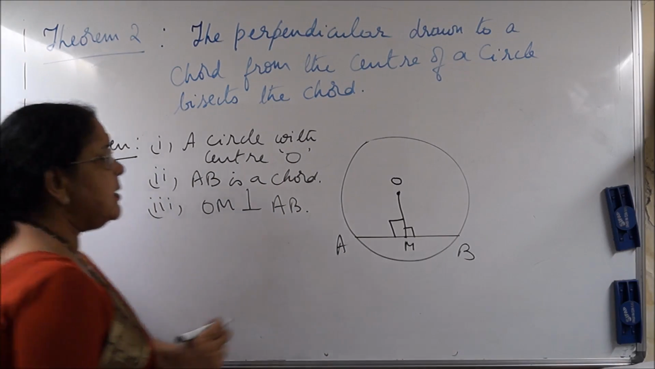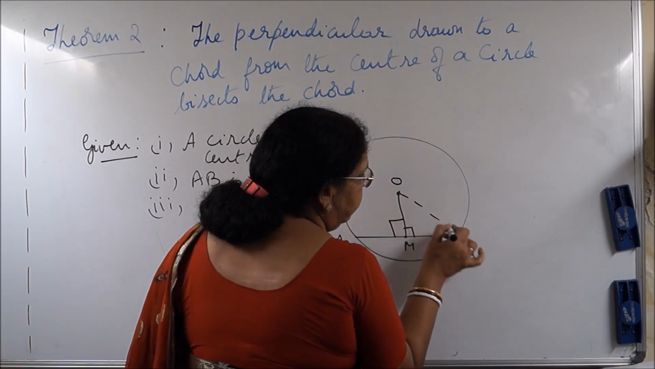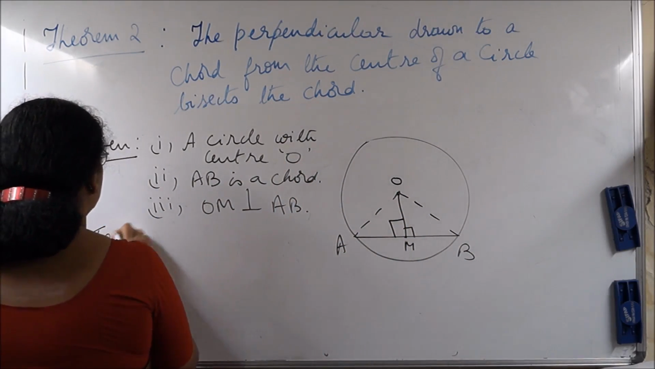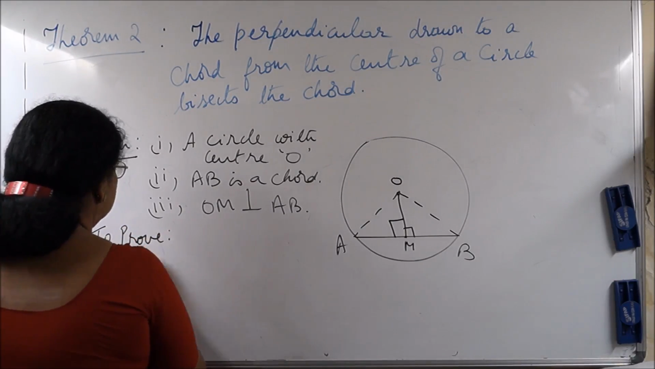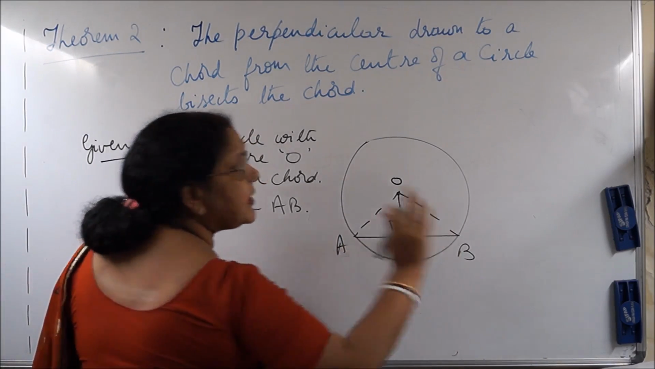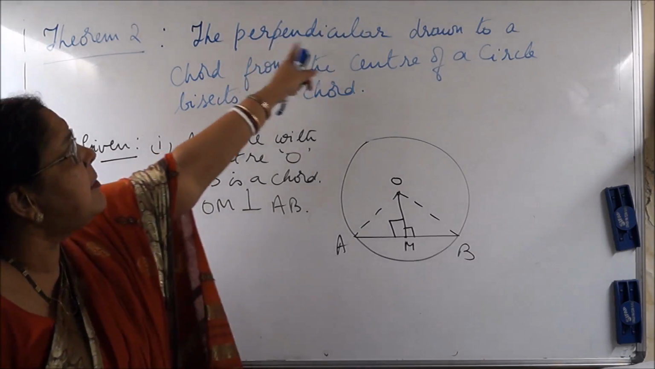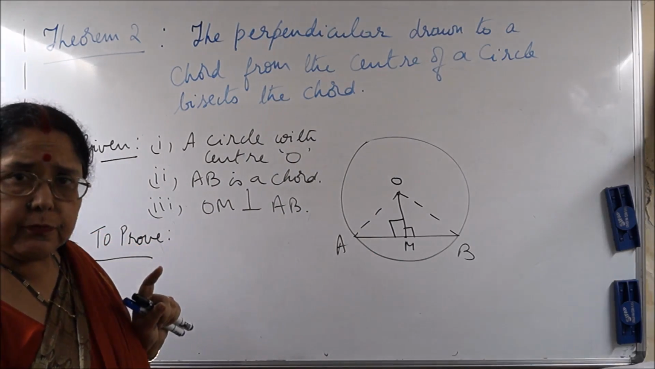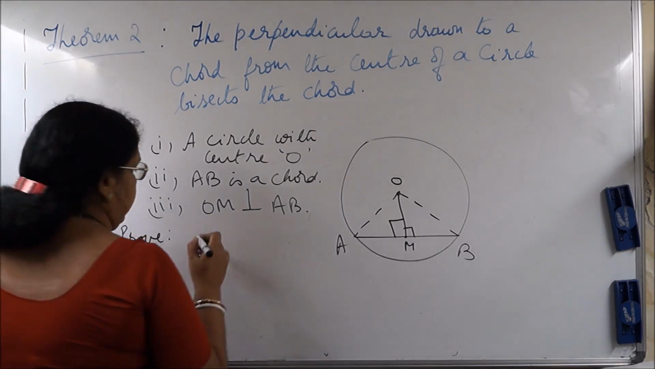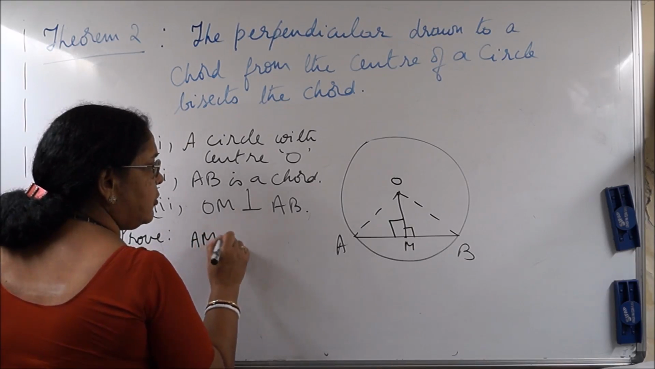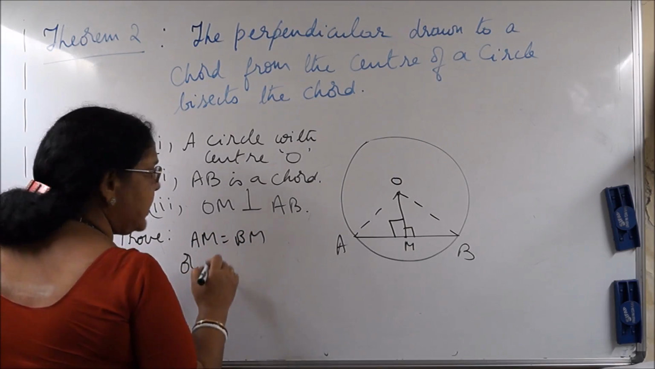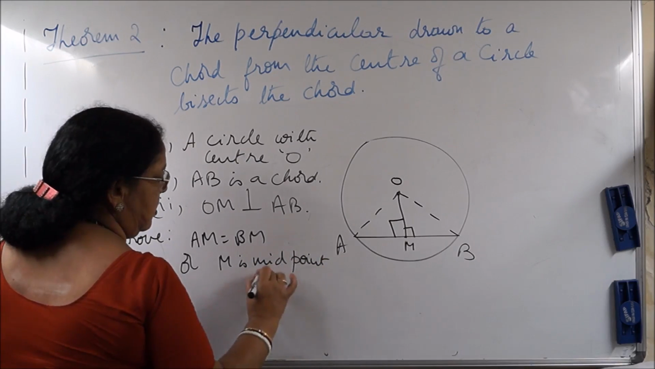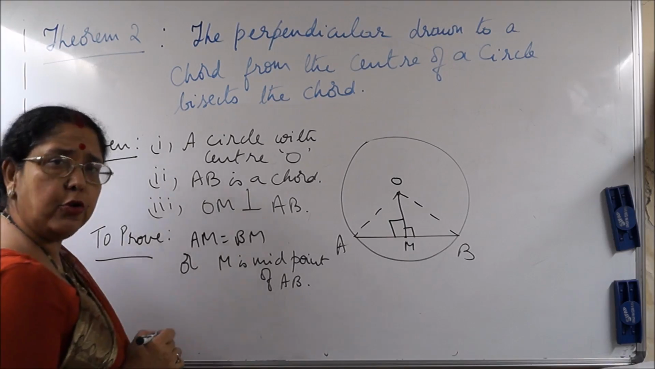So let us again join OB and OA. First of all, what we want to verify is whether, according to this theorem, OM bisects the chord or not. According to this theorem, the perpendicular drawn from the center of the circle to a chord bisects the chord. So that we are verifying. To prove AM is equal to BM, or what it means, M is the midpoint of AB. That is what we are going to prove.